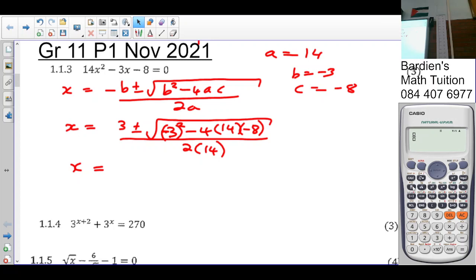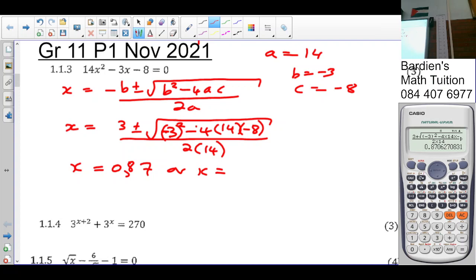So you got 3 plus the square root of negative 3 squared minus 4 times 14 times negative 8 over 2a, which is 2 times 14. That gives me a surd, which is 0,87. So x is equal to 0,87, or x is equal to negative 0,66.